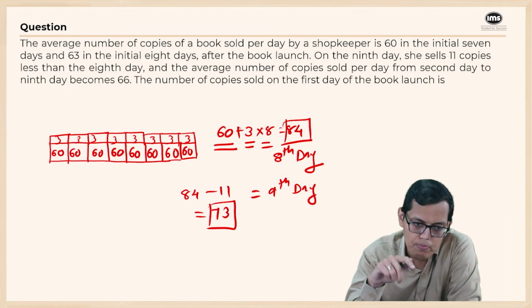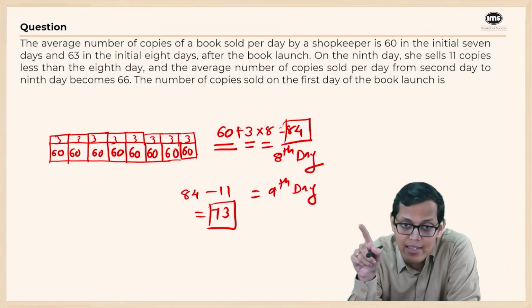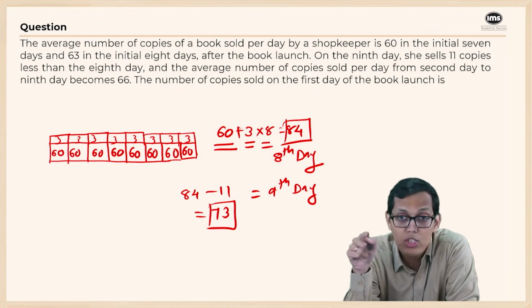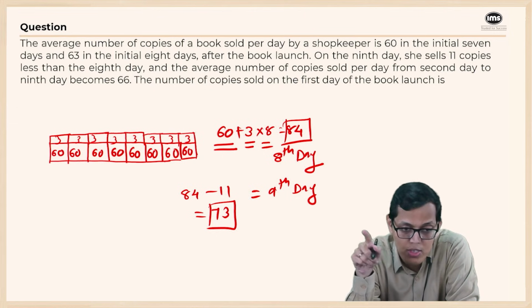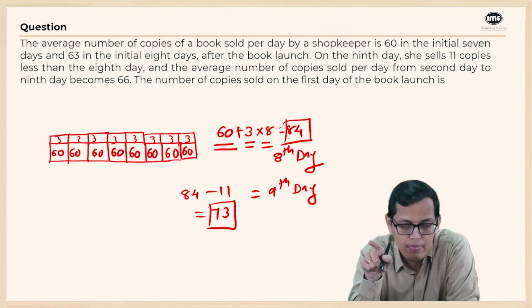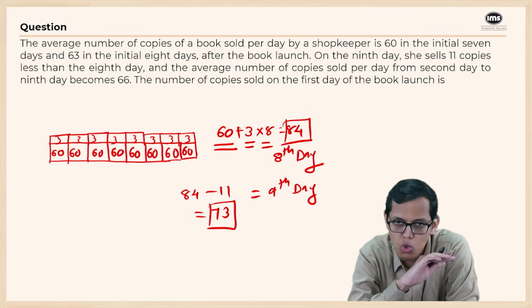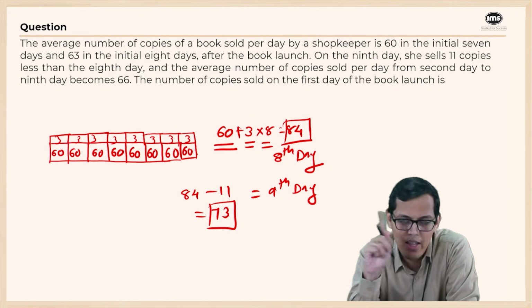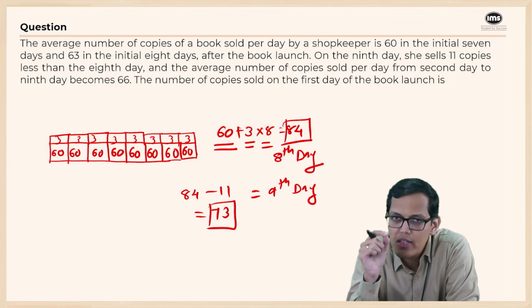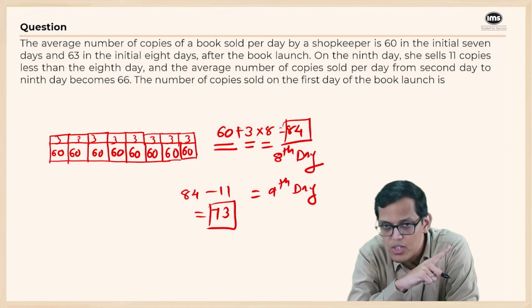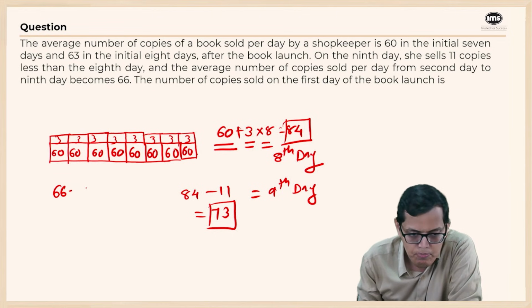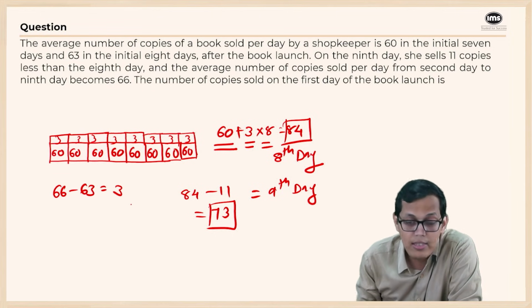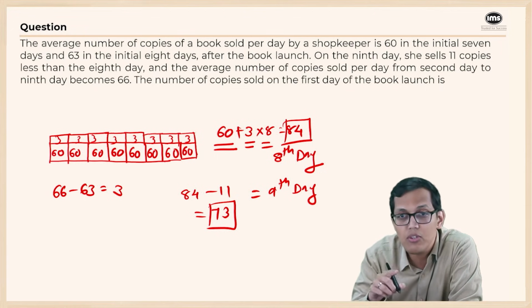We have one more piece of information. The average of the first 8 days was 63, but the average of the last 8 days, that is 2nd to 9th, is actually 66. First to 8th, 2nd to 9th, you have almost all the days common except for the first and last. So the entire difference in average that you are able to see is actually created by the difference between the first day and the last day. The difference in average here is 66 minus 63, which is equal to 3.